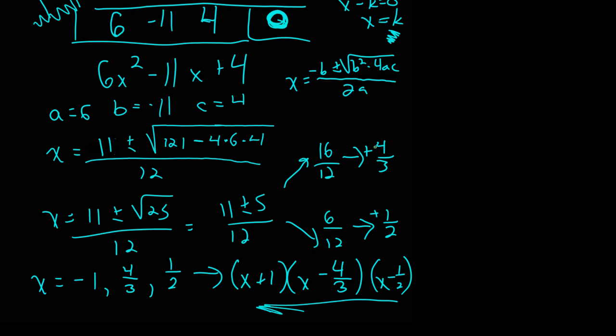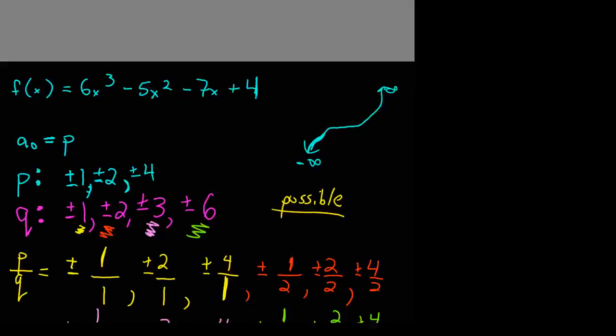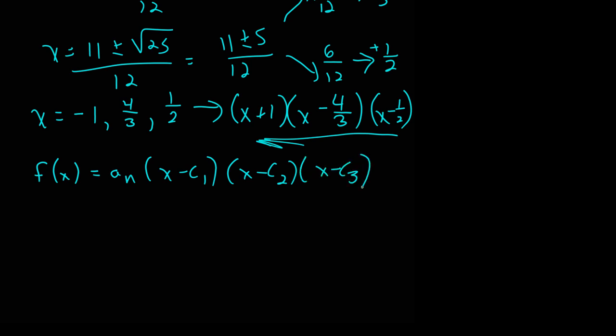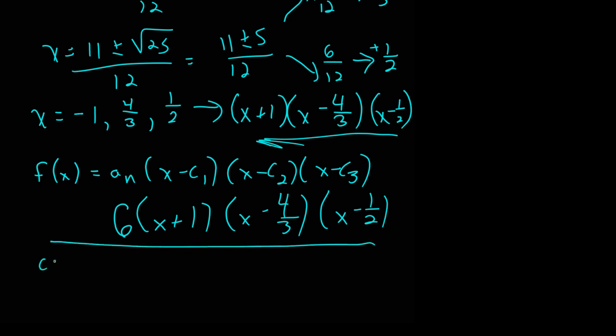And so let's take this all the way back to our polynomial formula, which said that we could write it in a complete factored form as a sub n times x minus c sub 1 times x minus c sub 2 times x minus c sub 3, in this case because there's 3 of them. And so a sub n in this polynomial was 6. And that is my completely factored form.